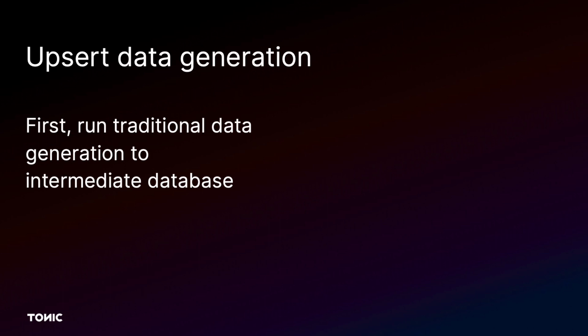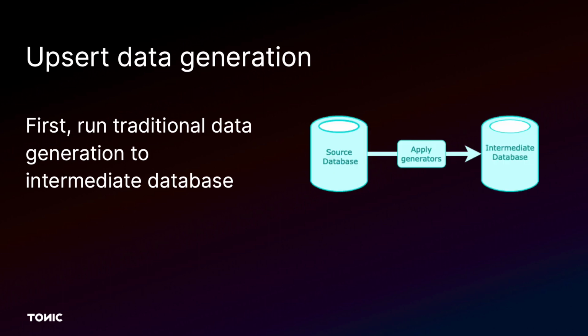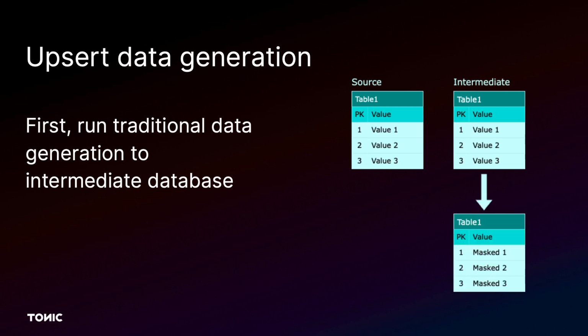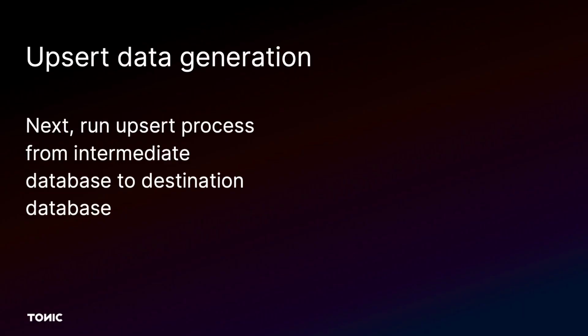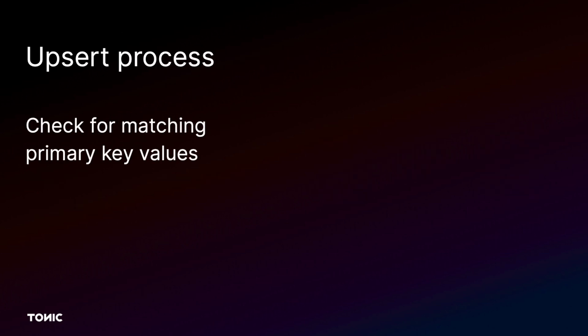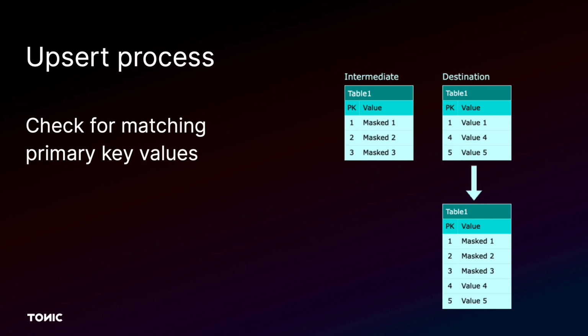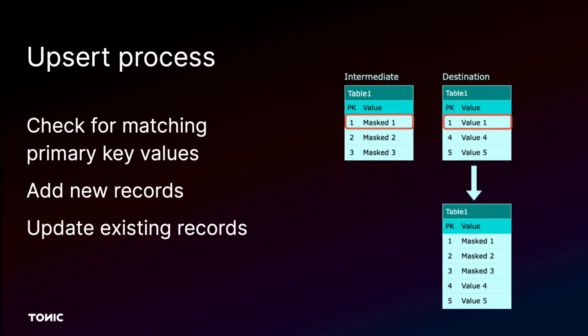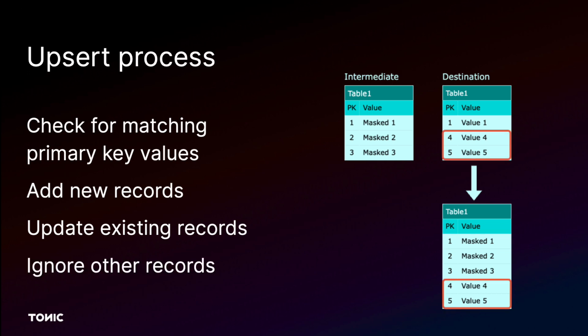Upsert works differently. It starts with the traditional data generation that writes de-identified data to an intermediate database. Tonic then runs the upsert process from the intermediate database to the destination database. For each record in the intermediate database, Tonic uses the primary key to look for a matching record in the destination database. If the record does not exist, Tonic adds it. If the record does exist, Tonic updates it. Tonic ignores all of the other records in the destination database.